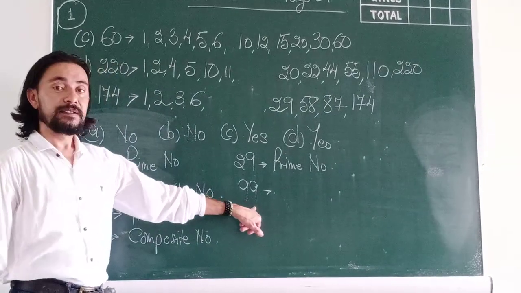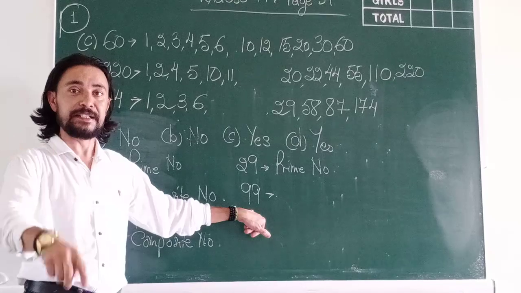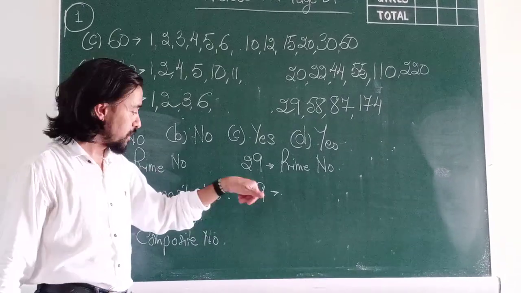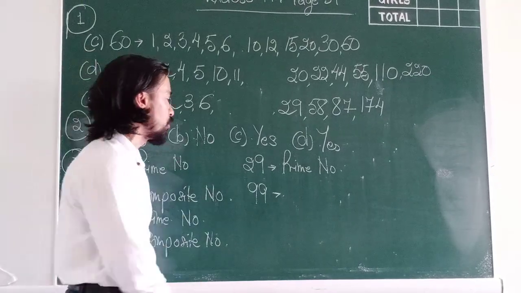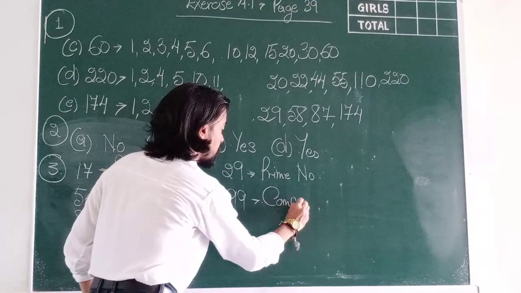9 plus 9 is 18. 18 comes in 3 times table, so it's divisible by 3. It comes in 9 times table, so it's divisible by 9. 99 comes in 11 times table, so it's divisible by 11 also. So 99 is not a prime number, it is a composite number.